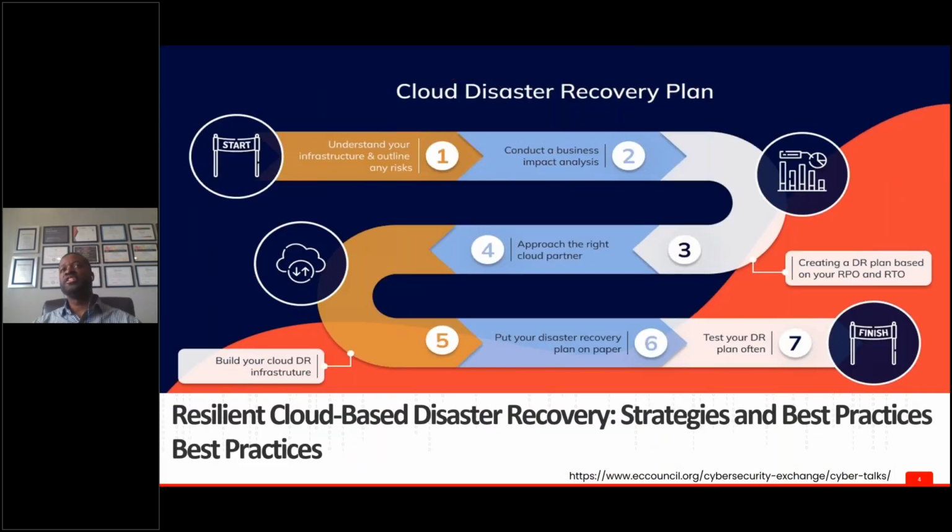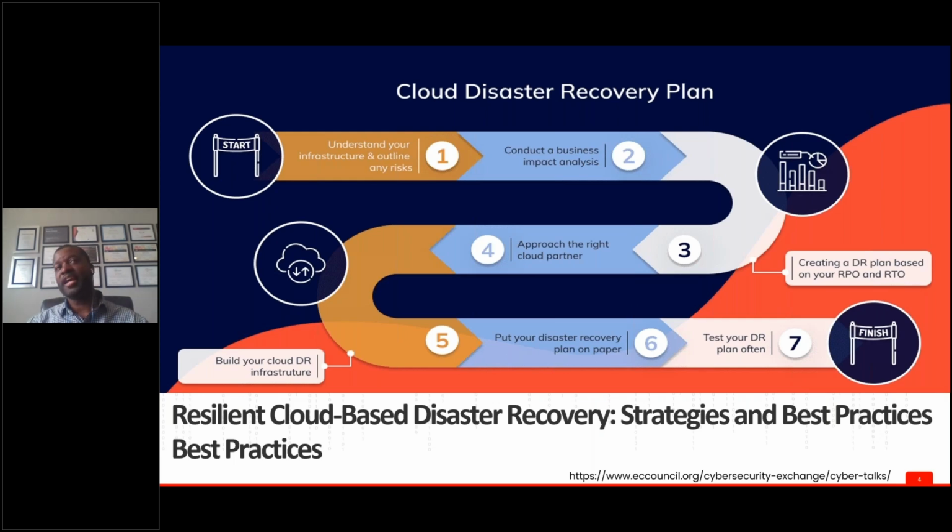So now that we've gone through the agenda, let's step into the real meat of today's discussion, which is how to actually build a resilient cloud-based disaster recovery plan. What you're seeing here on this first slide is a 7-step framework that brings structure and strategy to what can otherwise feel overwhelming. So I'm going to walk you through each step briefly so that you can see how they connect and build on each other. Step 1 is understanding your infrastructure and outlining the risks, right? So we start by mapping out your environment, identifying where the vulnerabilities are. You can't protect what you don't fully understand, right?